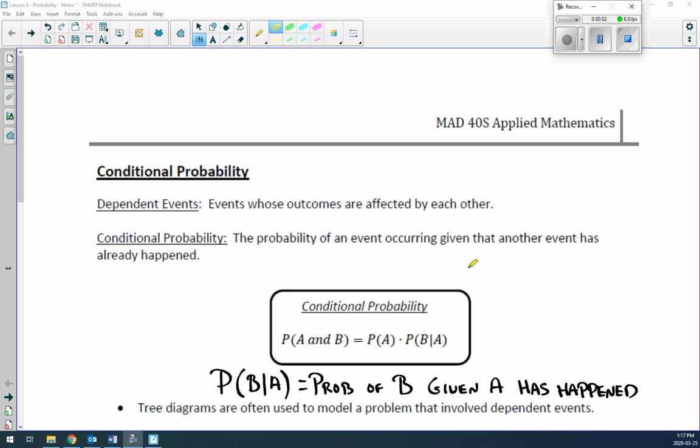Okay, grade 12 applied. This is lesson 4 of the probability unit. So we're going to talk about conditional probability. Let's start off with some definitions here.